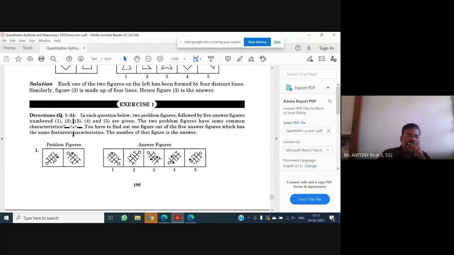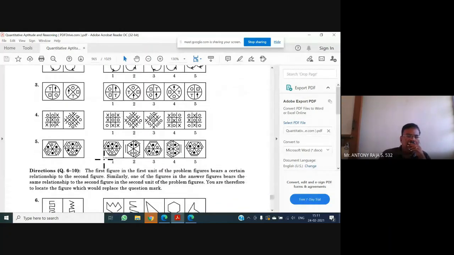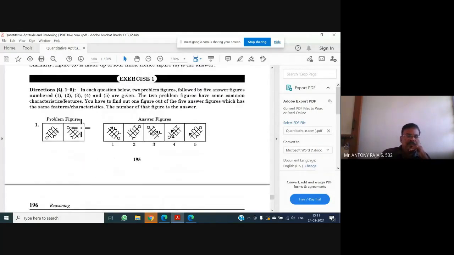Here directions are given for questions 1 to 5. There are 5 questions. Problem figure, answer figure. In each question below, two problem figures followed by five answer figures are given. The two problem figures have some common characteristic features. We first analyze the problem figures. You have to find out one figure out of the five answer figures which has the same feature or characteristic of the problem figures. The number of that figure is the answer. That means for question number one, the answer may be 3 or 4 or 5. You analyze and find out.